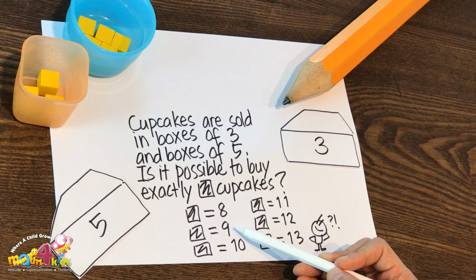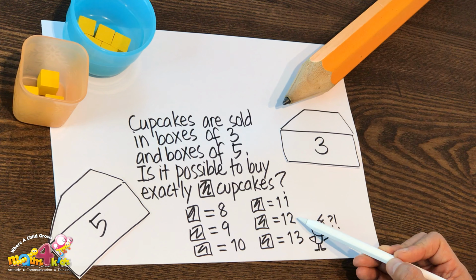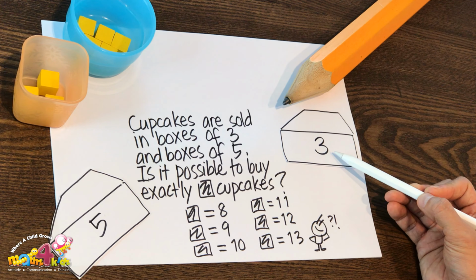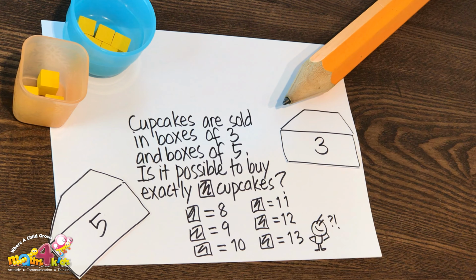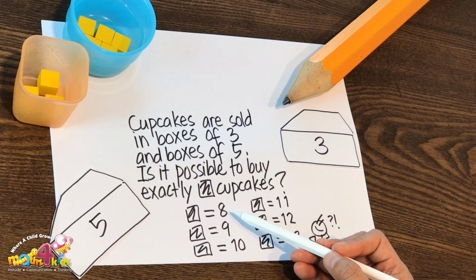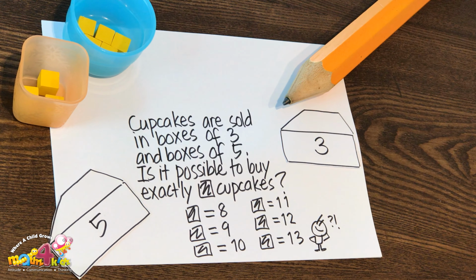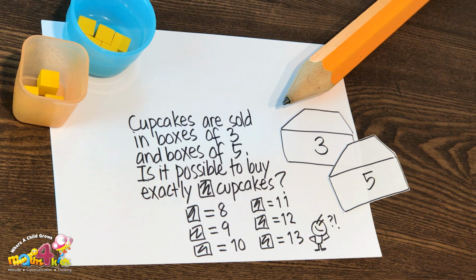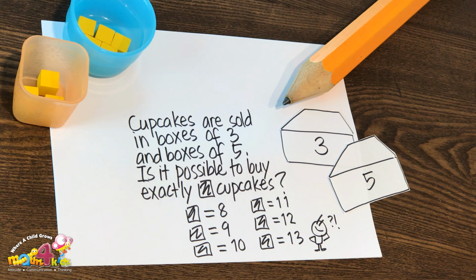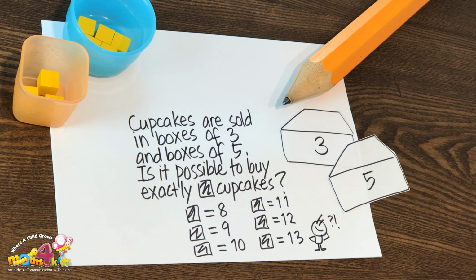So 9 is possible, 12 is possible because they are multiples of 3. 10 is possible because it is a multiple of 5. How about 8? Is 8 possible? Of course it is possible. A box of 3 and a box of 5. How about 16? Is 16 also possible? How about 24? How about 32? How about 40? Are those possible?